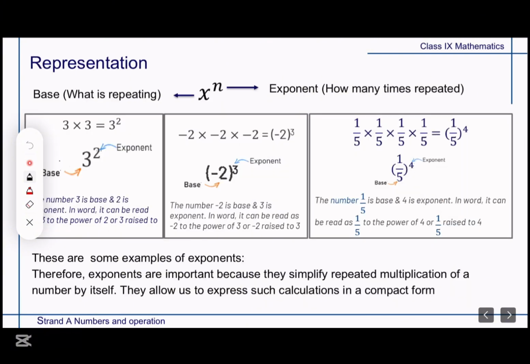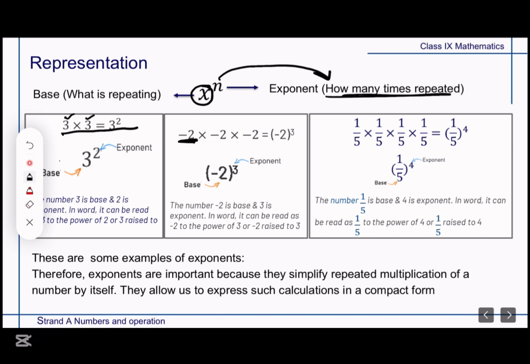Now, how do we represent how many times the base is repeated? The exponent will direct us. What is being repeated is the base. So if you look at the first example, 3 times 3 equals 3 raised to 2. So the 3 is being repeated 2 times.